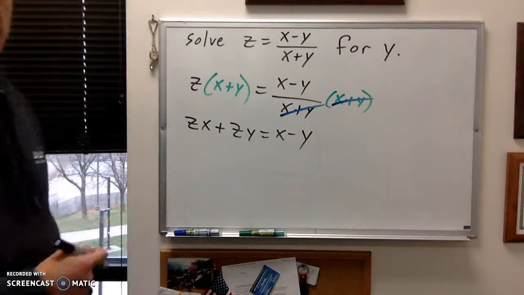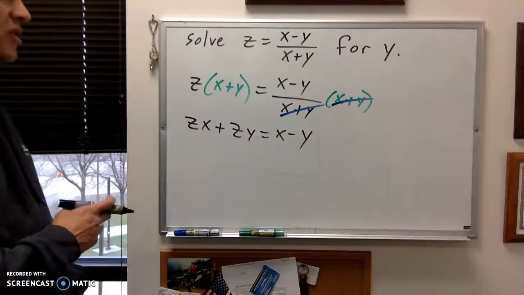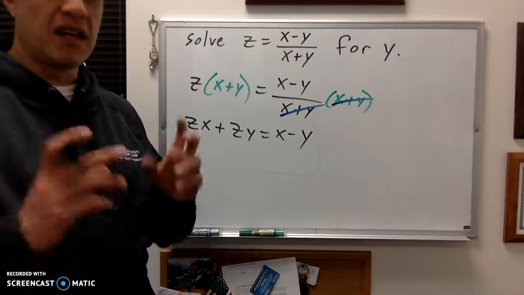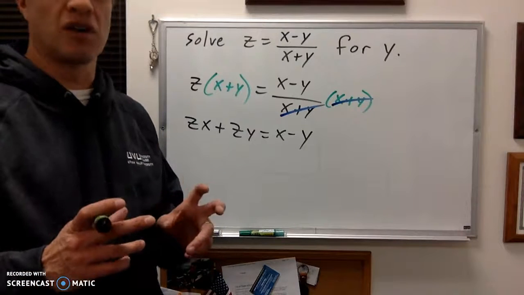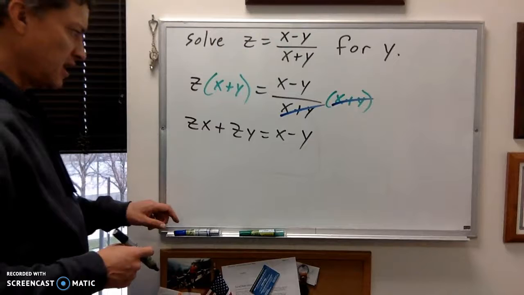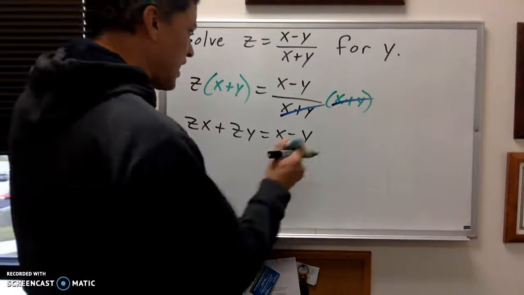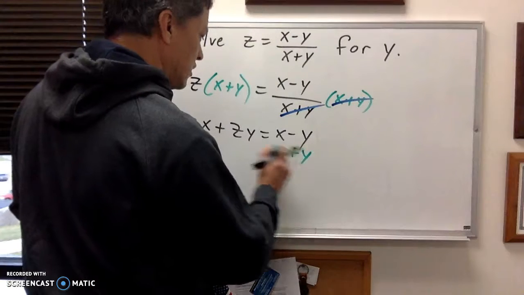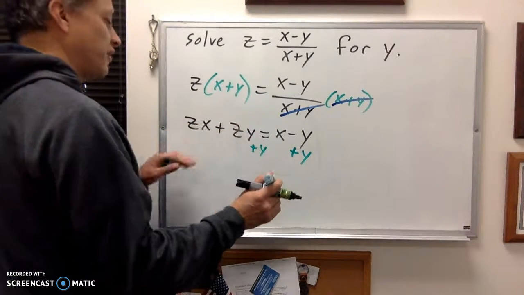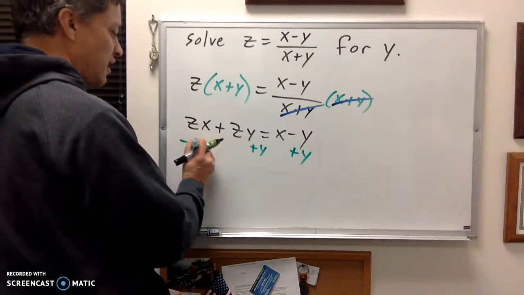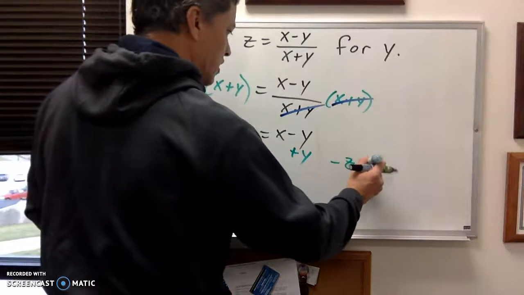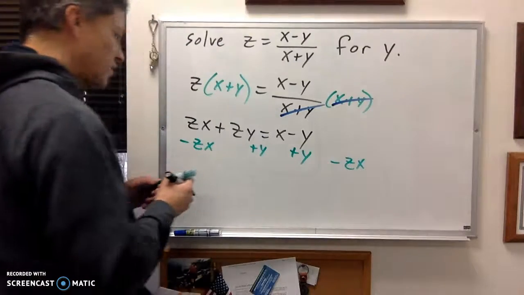And people still get hung up on this. They're like, well, I don't know what to do next. Well, remember, we're solving for y, right? So let's get every single term that has a y in it on one side of the equal sign. I think the easiest thing to do here will be to add a y to both sides. So I'm going to have everything with a y on it on the left-hand side. And everything that does not have a y in it, I will subtract over to the other side.